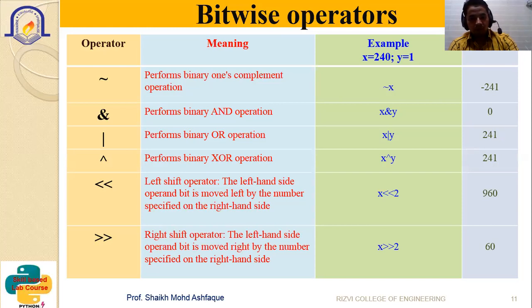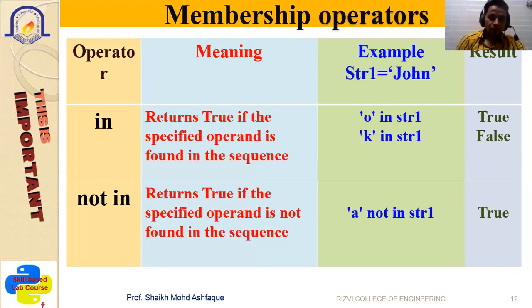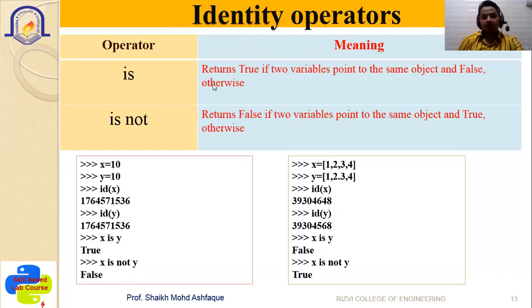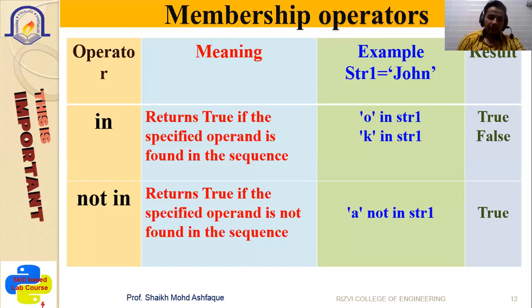So here we have understood the different types of bitwise operators. Next is your membership operator. These are the new operators which are used in most cases. That is the in and not in operator.